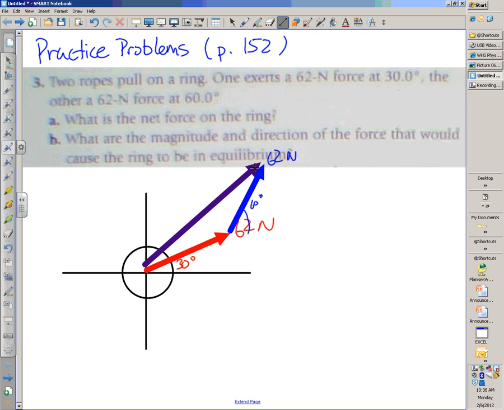So we said the first thing we do here is we have to break up each of our individual vectors into their x and y components. For the red vector, it's going to look something like this, right? It's got an x component here, it's got a y component here. Then for the blue vector, it has an x component here, it has a y component here. In both of those triangles, we know the hypotenuse, that being 62 newtons, and then we also know an angle in there. So we can use our sine, cosine, tangent functions to find the individual sides. Do that now.